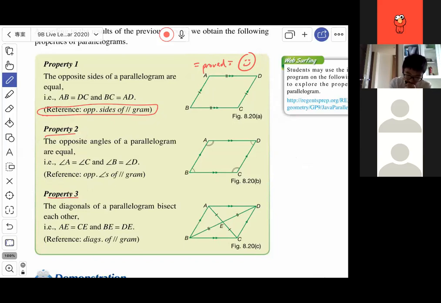For property 2, property 3, I can give you a hint. They are also related to congruent triangles. Perhaps you have to add some lines so that some angles are the same, some sides are the same. You can only use the reasons from page 1 to page 2. Just now Chelsea told me I can use property 2 to prove property 1. That is not okay because at hand we don't have it yet.